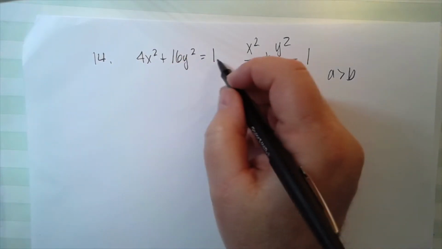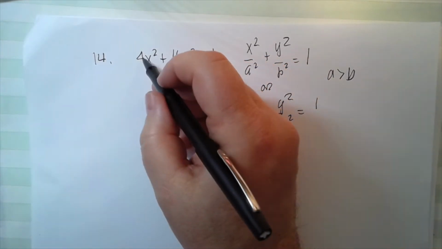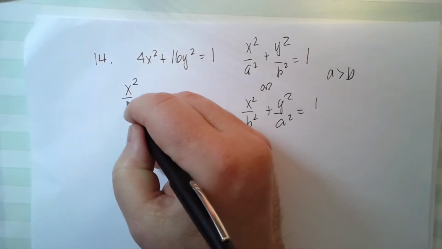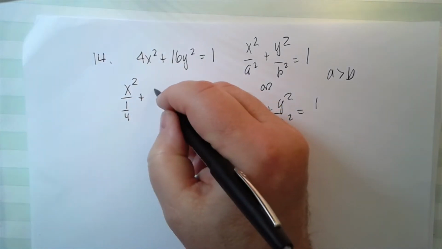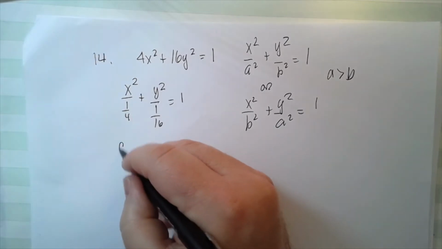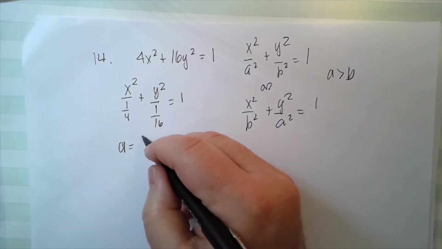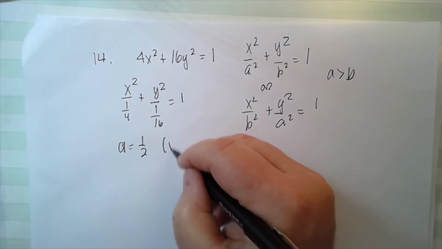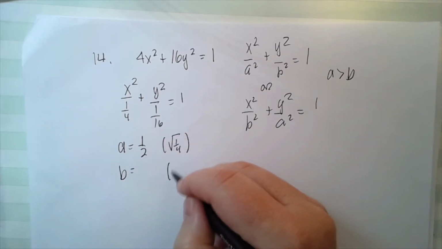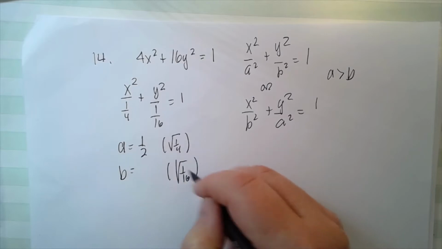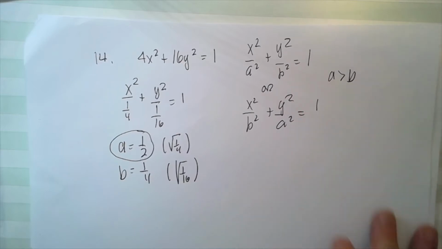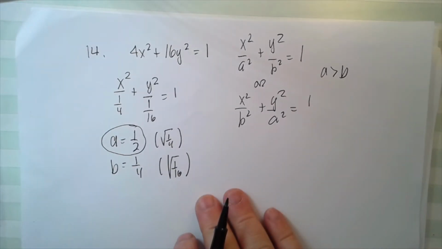But for this one, what I want to do is just rewrite the 4 in the denominator. So I'd write this as x squared over 1/4 plus y squared over 1/16 equals 1. That would give me a major axis a of 1/2, right? That's the square root of 1/4. And I'd get b, which is the square root of 1/16, that would be 1/4. And so the major axis is in the horizontal direction.